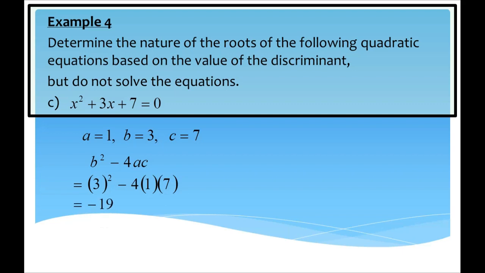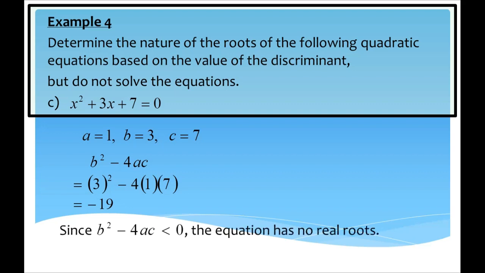we will get b squared minus 4ac is equal to negative 19. So, our value of the discriminant is negative, that means less than 0. So, the conclusion is, since b squared minus 4ac is less than 0, the equation has no real root. Less than 0, no real root.